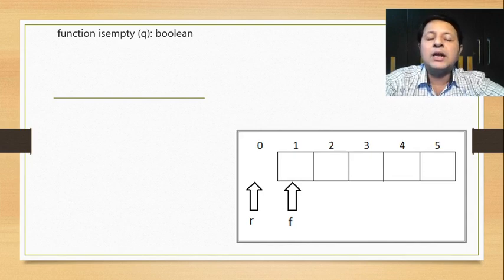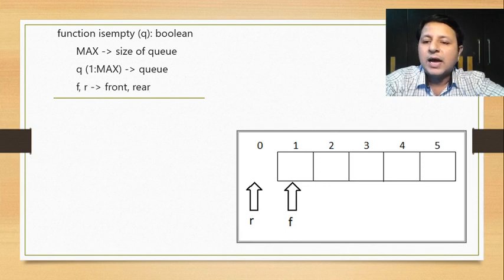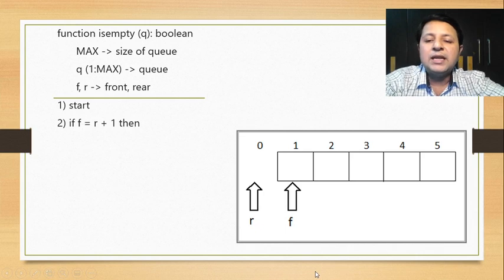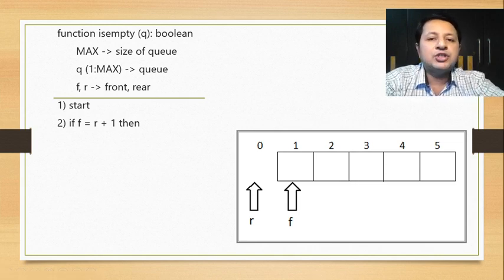Let us see what is the condition for isEmpty. But before that, we'll have all the arguments being defined. Now, the condition for isEmpty is F is equal to R plus 1. Now, there are two situations for which we can have the queue to be empty: initial empty as well as intermediate empty. Initial empty is something, as you can see in the figure, that my F is obviously ahead of R. It is being kept that way.